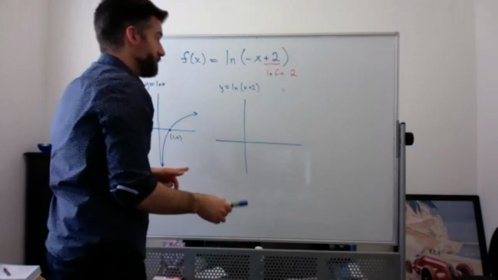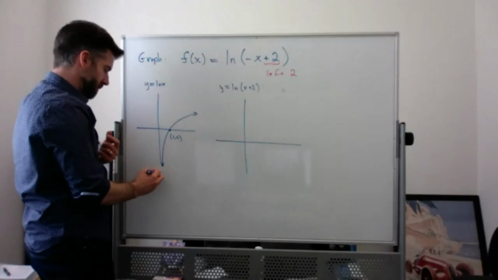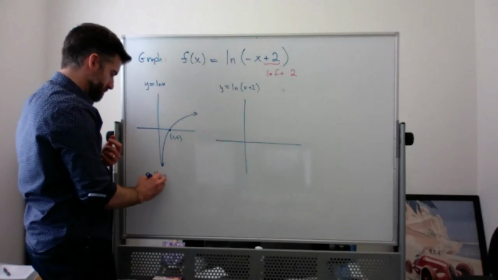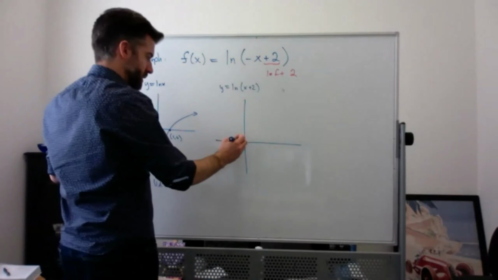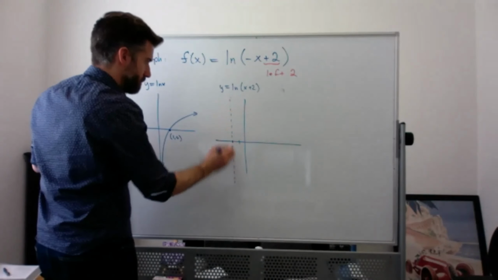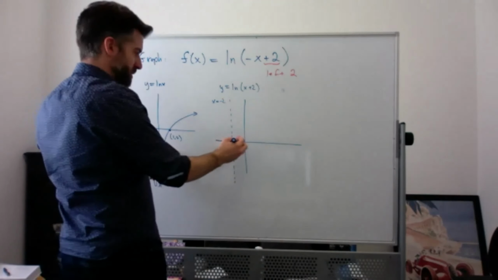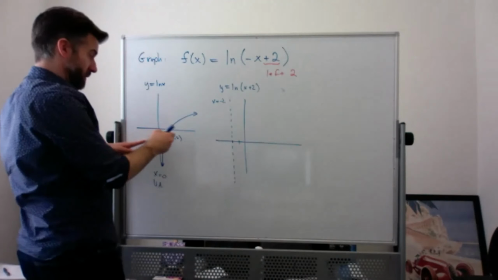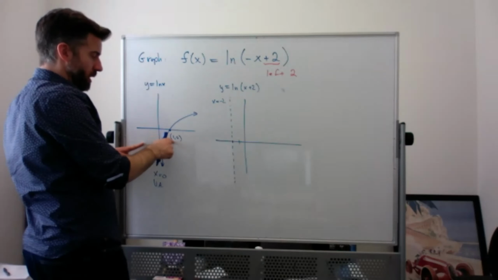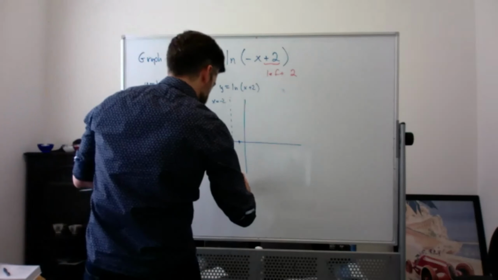So my vertical asymptote, which was at x equals 0, is now going to shift 2 to the left. And my x-intercept is also going to shift 2 to the left. It's going to shift from 1 to 1 minus 2, which is negative 1. And it's going to look like this.